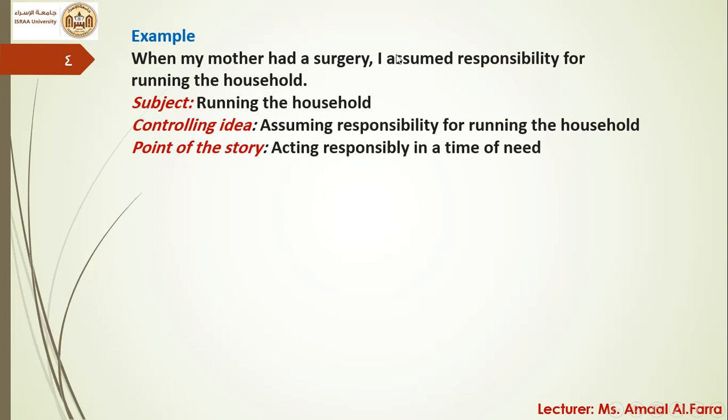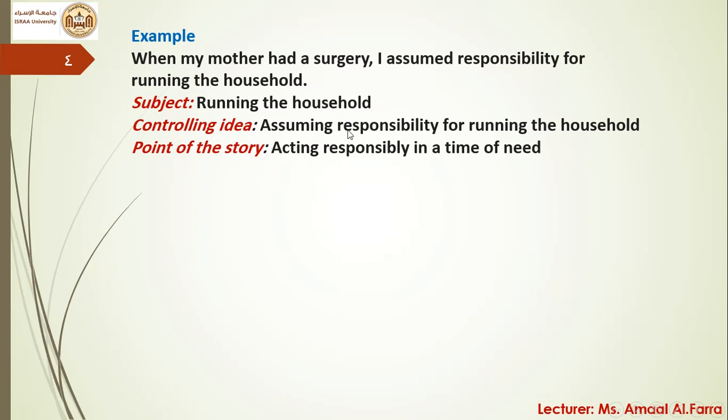This is a topic sentence, okay? But what is the subject or the topic? It is running the household. This is the subject. What is the controlling idea? It is assuming responsibility for running the household. Here, I assumed responsibility for running the household. So assuming responsibility for running the household is the controlling idea, and the topic is running the household.